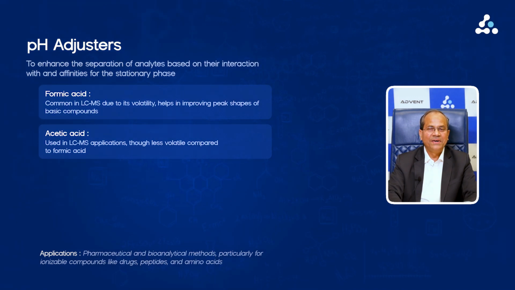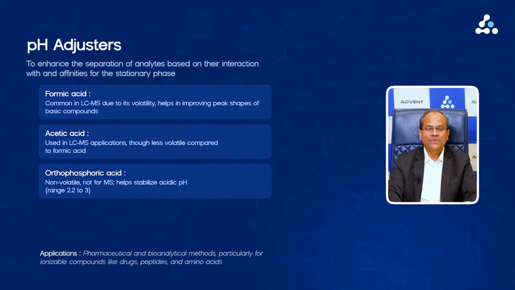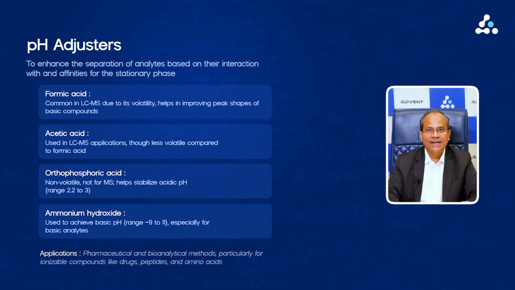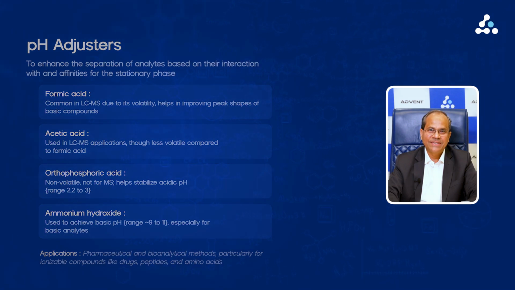On the other hand, orthophosphoric acid is not used for MS because it is non-volatile, but it helps to stabilize the acidic pH in the range of 2.2 to 3. Ammonium hydroxide, on the other hand, is used to achieve basic pH in the range of 9 to 11, especially for basic analytes. And all these pH adjusters are used in pharmaceutical and bioanalytical methods, especially for ionizing compounds including drugs, peptides and amino acids.